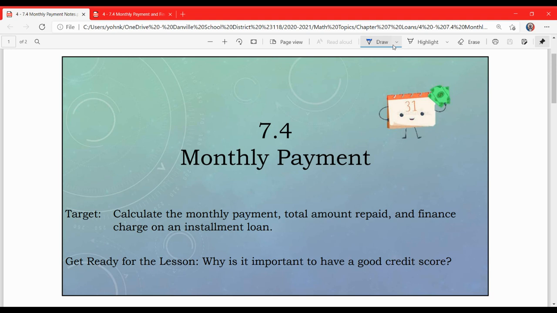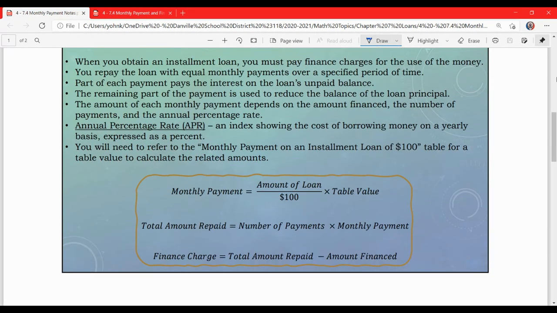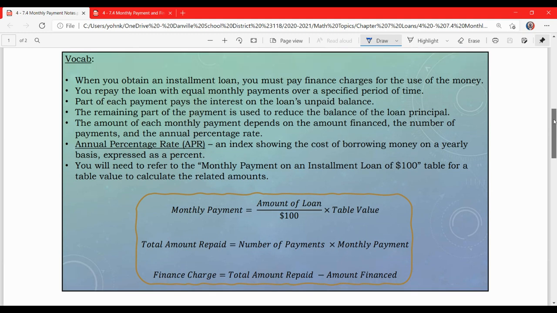The big question today: why is it important to have a good credit score? Well, the higher your credit score, the lower your interest rate, usually, when you borrow money. So if you pay your credit card every month in full, on time, without being late, that'll go towards increasing your credit score. And when you increase your credit score, you can borrow more money at a lower interest rate in the future. So something to think about. You may not be borrowing money anytime soon, but if you start getting your credit score up now, then when you do want to borrow money, it'll be a lot cheaper.